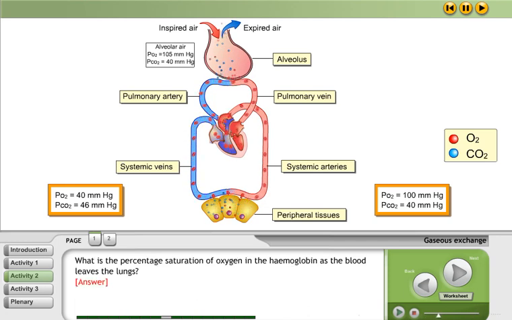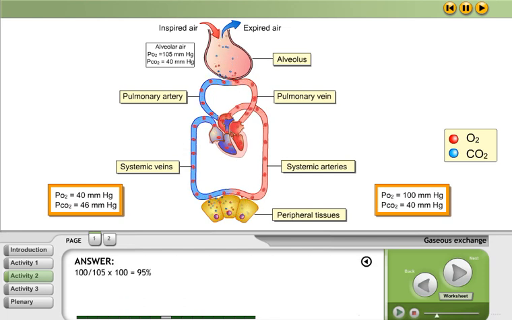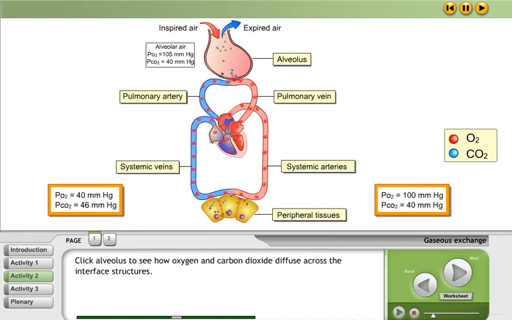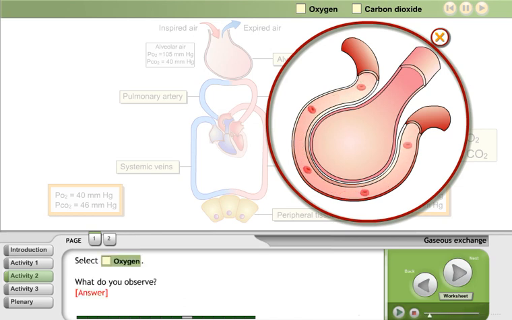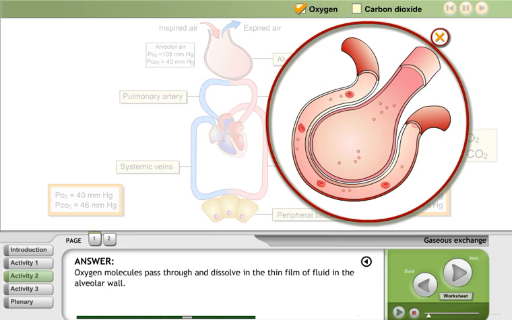What is the percentage saturation of oxygen in the hemoglobin as the blood leaves the lungs? Answer: 100 over 105 times 100 equals 95%. Click alveolus to see how oxygen and carbon dioxide diffuse across the interface structures. Select oxygen. What do you observe? Answer: oxygen molecules pass through and dissolve in the thin film of fluid in the alveolar wall.